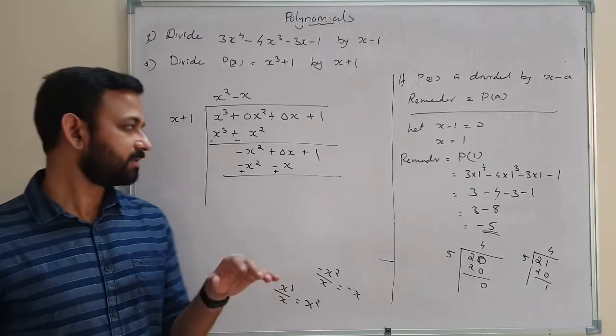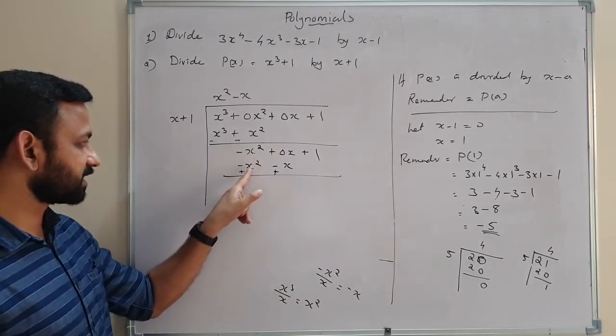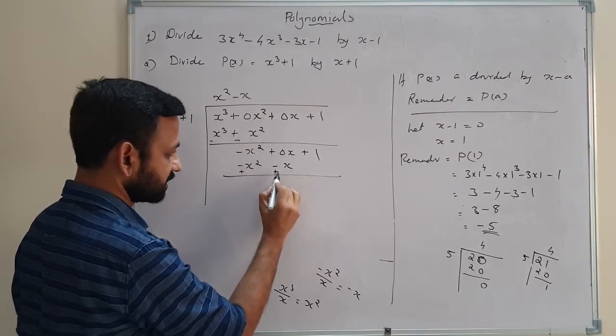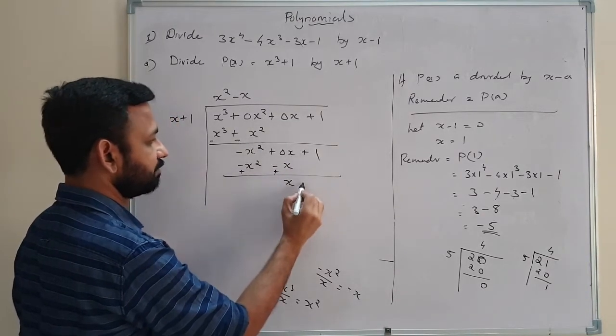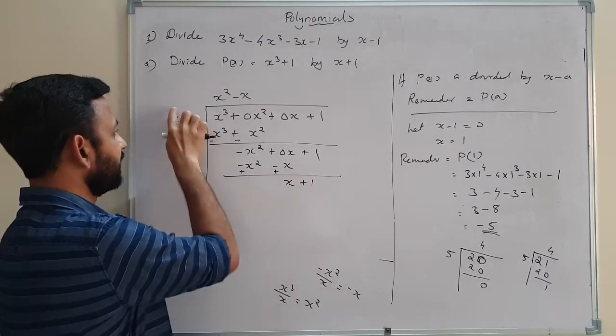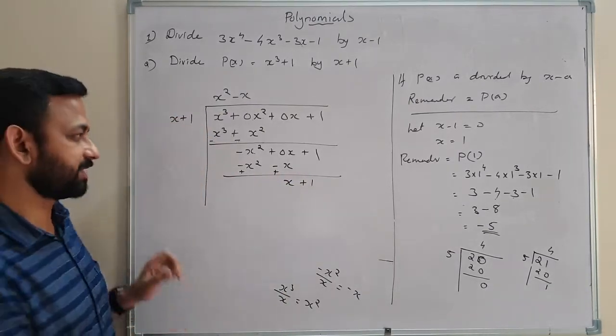Now we can find minus x square plus x square, that is 0. 0 plus x, second sign, that is x plus 1. Remainder 1, degree 1, degree 1. So we have to continue that division.